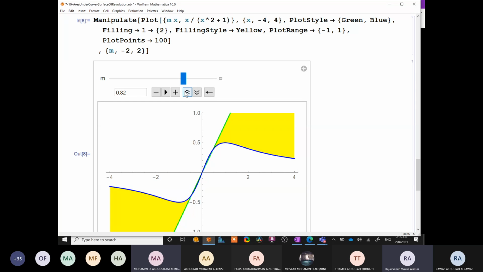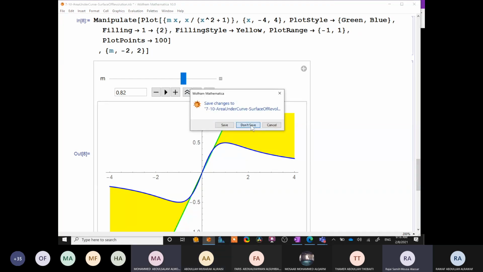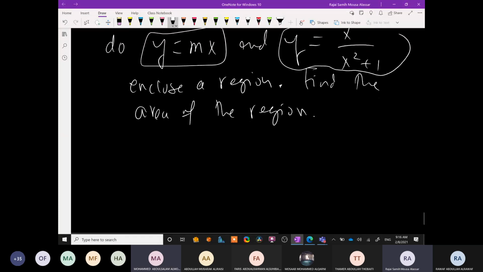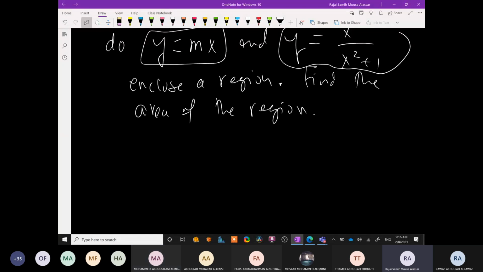You understand what I'm doing? Yes. Okay, so if they have a region, what should happen? They should have an intersection, correct? Yes, other than at 0. So there's this graph here, and there's the other graph.